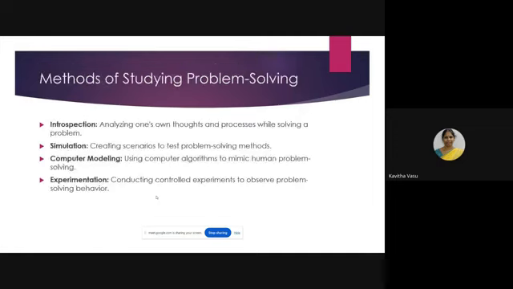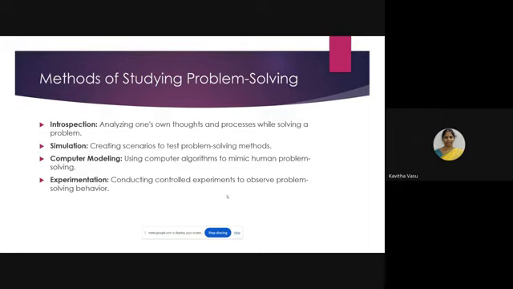Then next is the methods of studying problem solving. The purpose is to introduce different methods used to study problem solving. Here: introspection, simulation, computer modeling, experimentation. These are all the methods. We have to study these methods for applying problem solving.